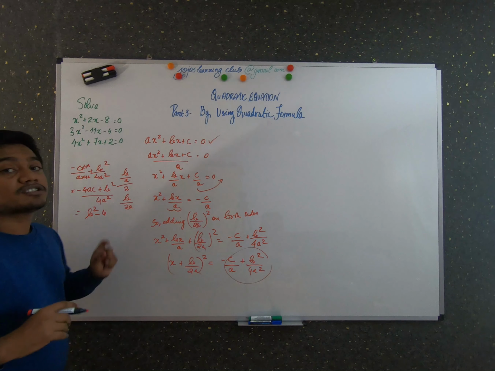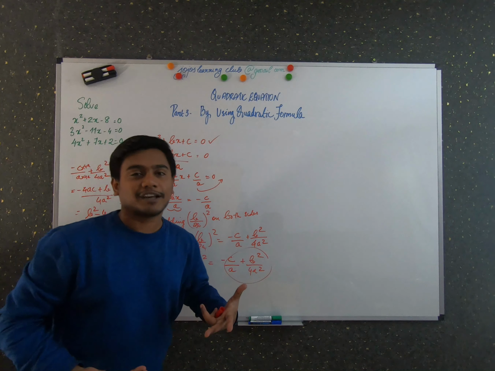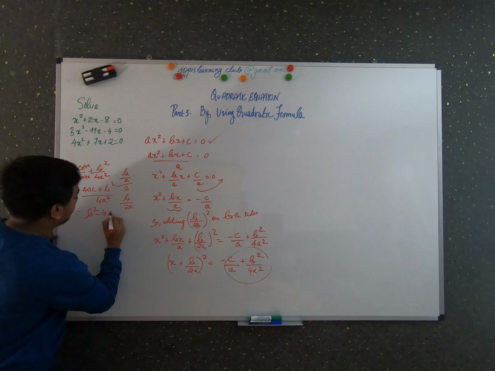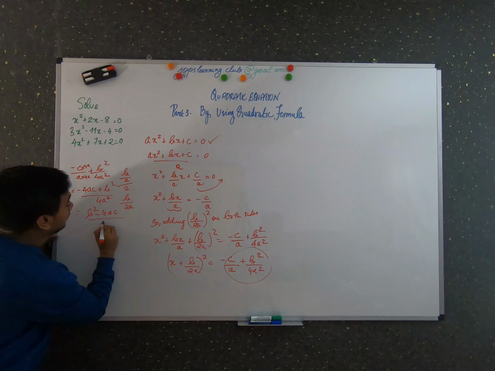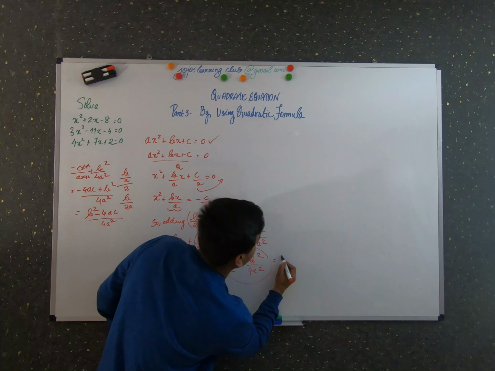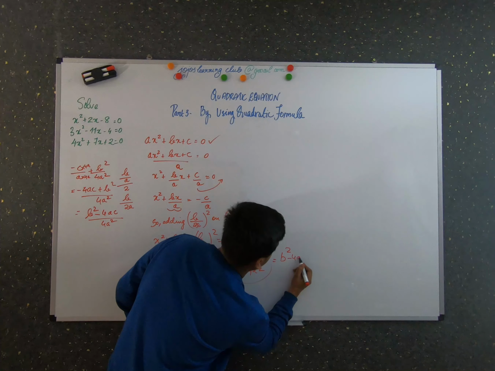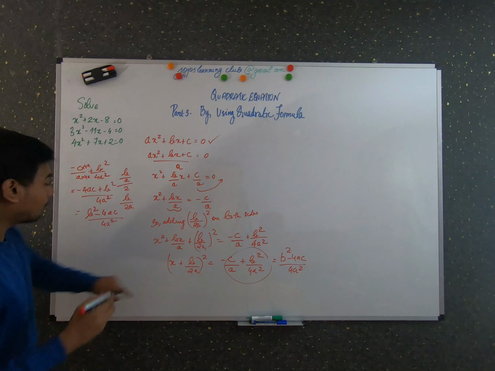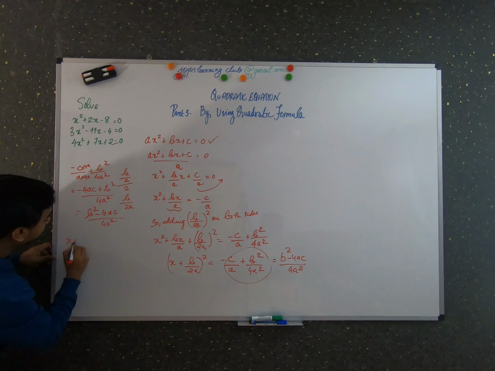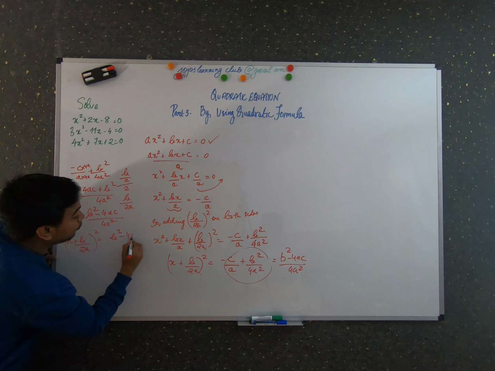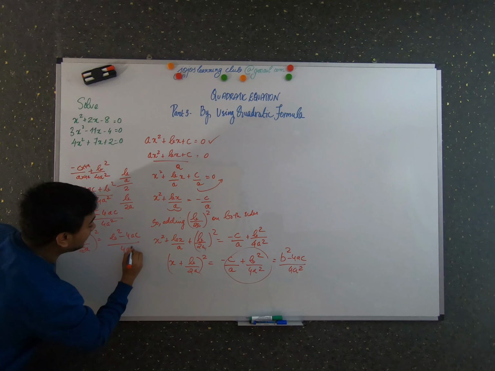By convention, it is always right to write the positive terms first, but you can write it however you wish. b square minus 4ac by 4a square. Now this term is made into a single expression, b square minus 4ac by 4a square. So now you are going to write this equation: x plus b by 2a the whole square is equal to b square minus 4ac by 4a square.